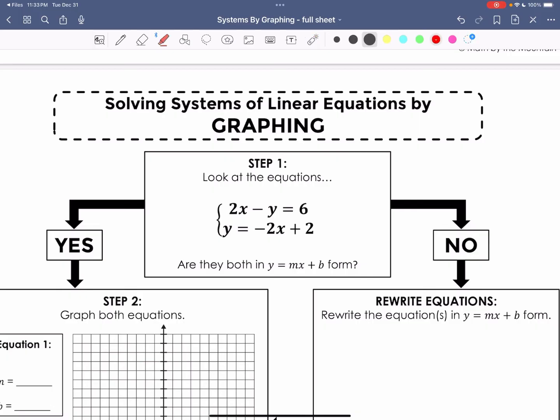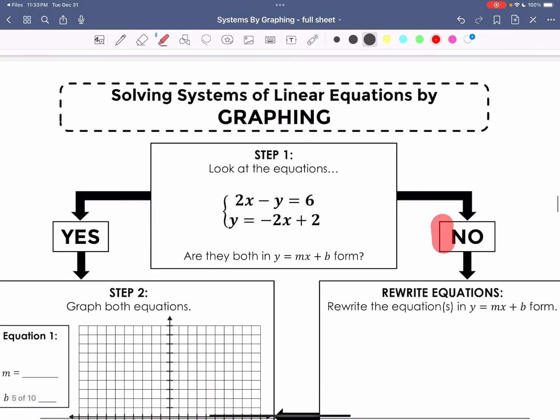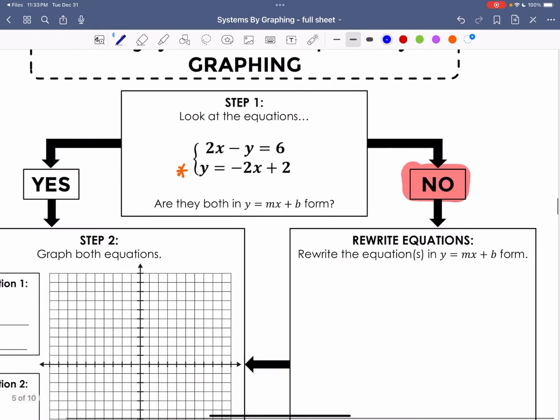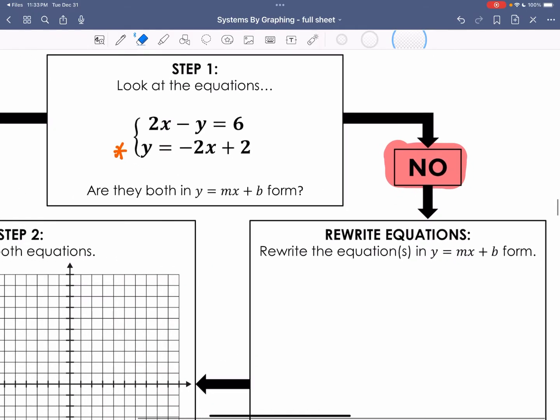So we have to go down the no path and do a little bit of background correcting work. So the one that's already good to go this time is the bottom, and it's the top that needs to be rearranged. So again, when we are going into this slope-intercept form, or y equals mx plus b form, you need to solve for y.